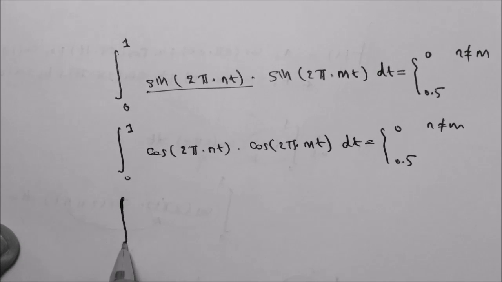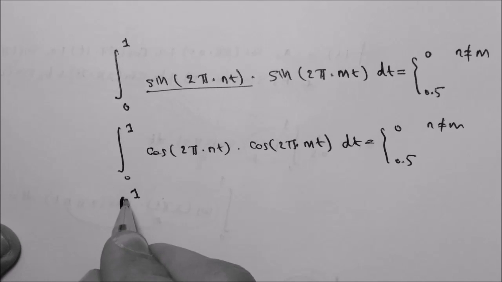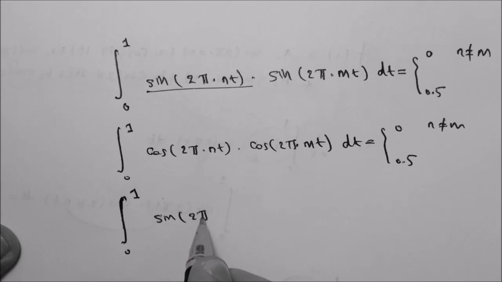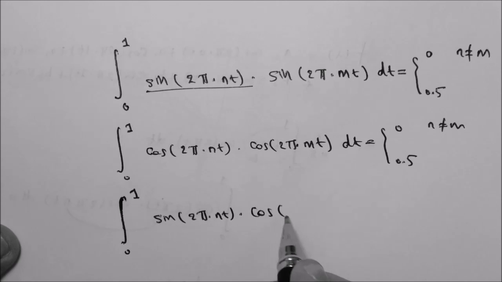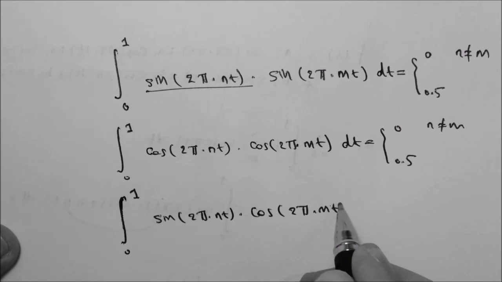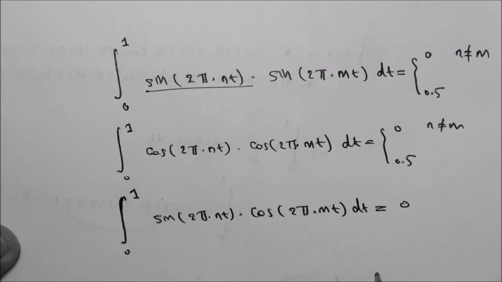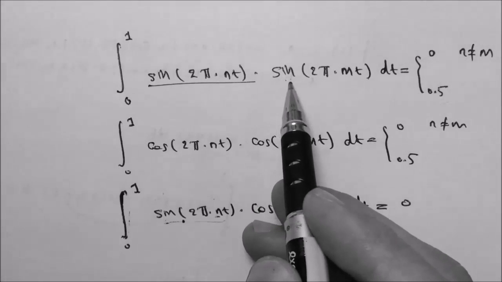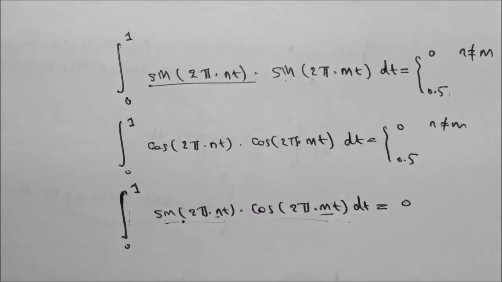And finally, we showed that the integration of a single period of sine 2πnt multiplied by cosine 2πmt dt is always 0, even if m equals n. That means that a 1 hertz sinusoid is not only orthogonal to all other sinusoidal frequencies except itself, of course, but it's also orthogonal to all other cosinusoidal frequencies. That's why the energy consumption in the capacitor and coil is 0, because there's a 90-degree shift between current and voltage.